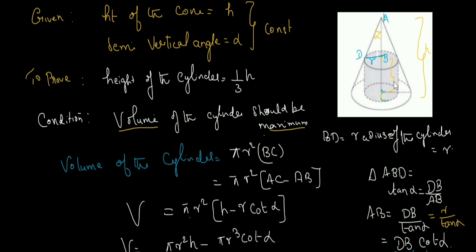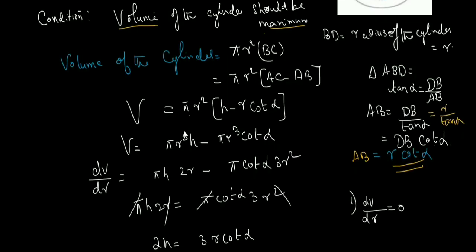So what is the height BC now? AC minus AB. What is AC? h. Minus what is AB? We have found AB as R cot alpha. So the height of the cylinder is h minus R cot alpha. So volume is pi r square h minus pi r cube cot alpha.